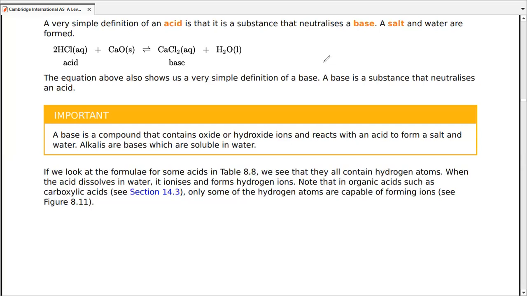This is what Venn diagram usually tells us. All alkalis are bases, but not all bases are alkalis, because all of the bases in the world are not soluble. Only some are soluble, hence the term alkali. Okay, and yes, that is right.